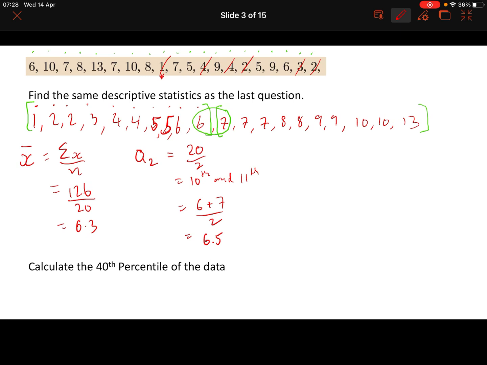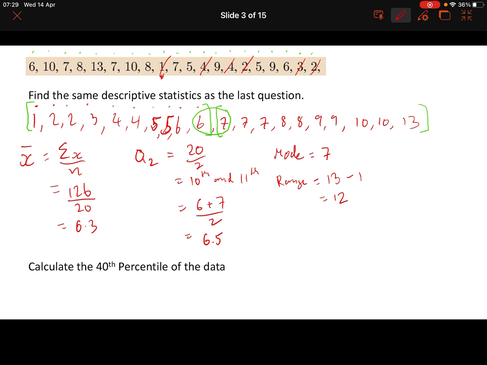Okay, mode should be easy. Which one has the most? Which is 7. 7 appears 3 times. And the range, also easy. Largest number minus smallest number is equal to 12.